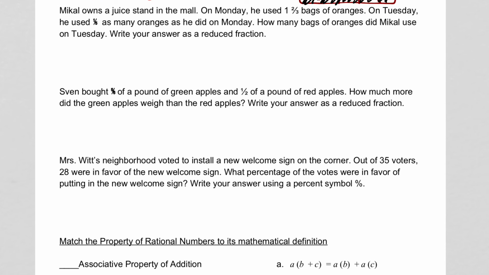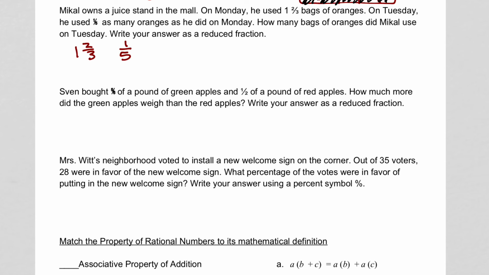Okay, Michael owns a juice stand in the mall. On Monday, he used 1 2/3 bags of oranges. On Tuesday, he used 1/5 as many as he did on Monday. How many bags did he use on Tuesday? Write your answer as a reduced fraction. So what I'm trying to find is, what is 1/5 of 1 2/3?